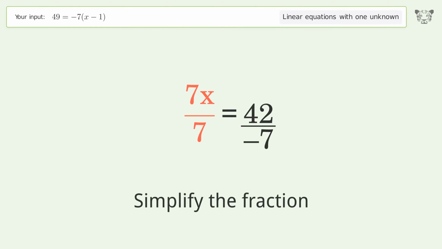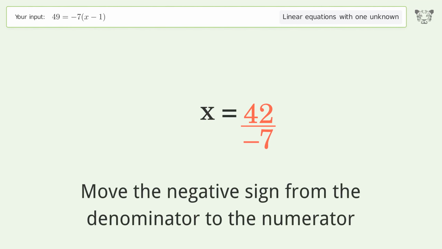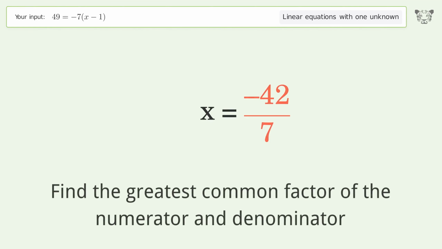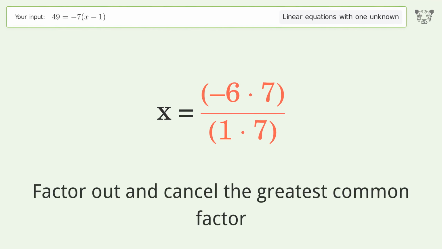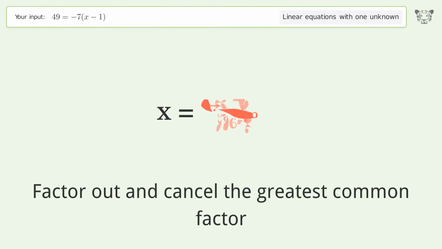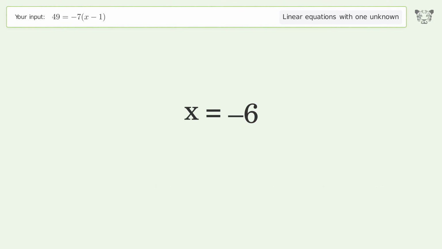Simplify the fraction. Move the negative sign from the denominator to the numerator. Find the greatest common factor of the numerator and denominator. Factor out and cancel the greatest common factor. And so the final result is x equals -6.